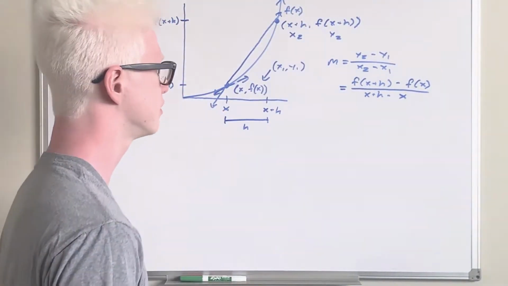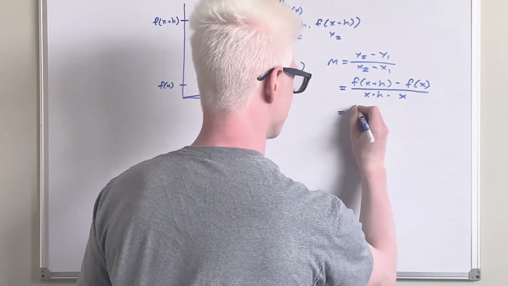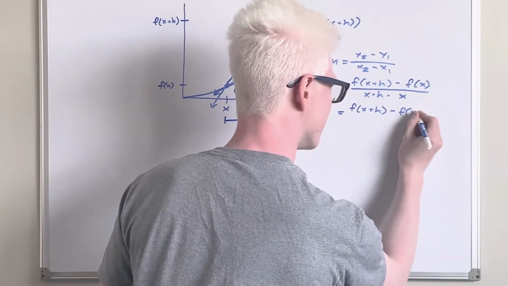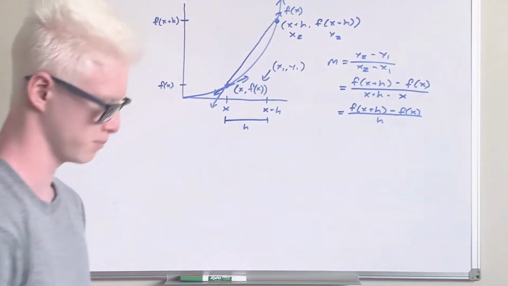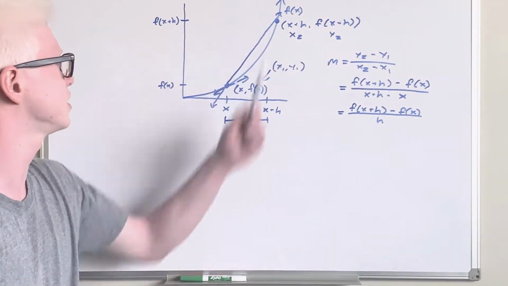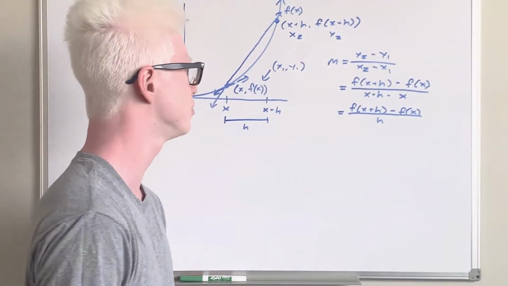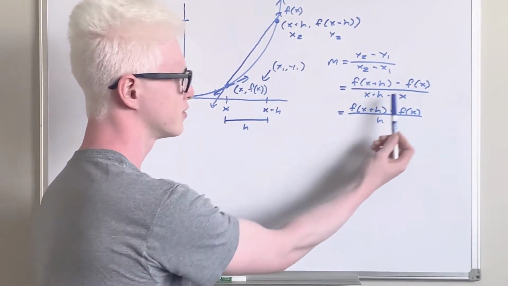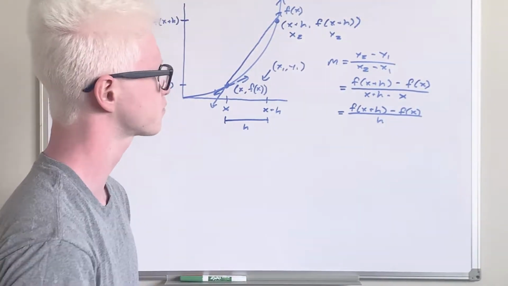So from this, we can simplify the denominator, and let's write this as f of x plus h minus f of x all over h. So we're almost done. This right here gives the slope of this secant line generally. For whatever function we have, it will be the value of the function at x plus h, any change in h, minus the function value at x, all divided by h.